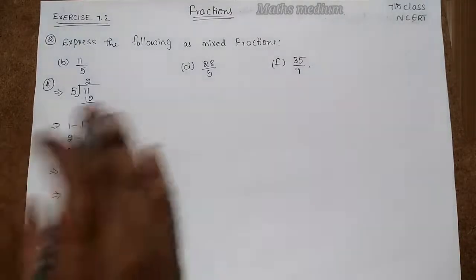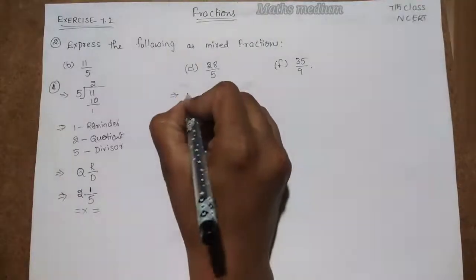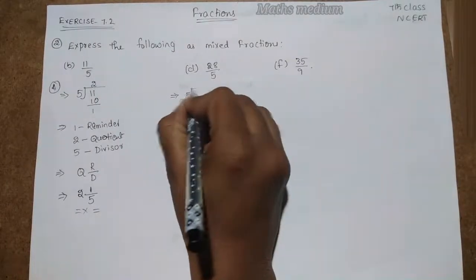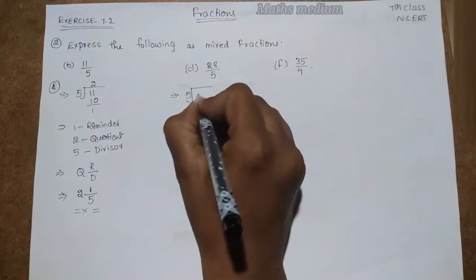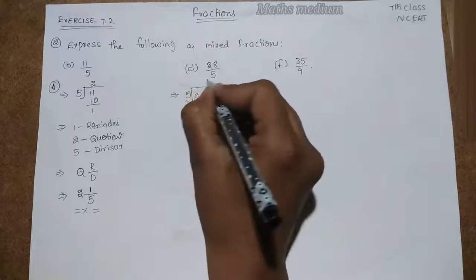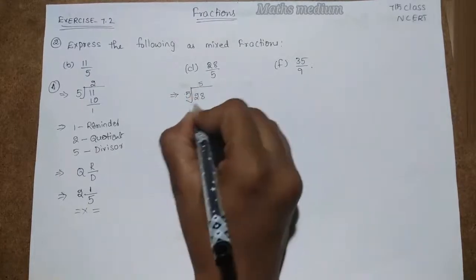Similarly, apply this method to this also. So we have to apply the division rule. So here 28, 5 5s are 25.